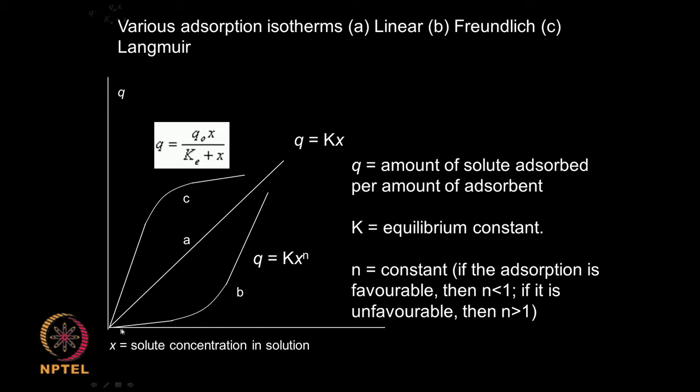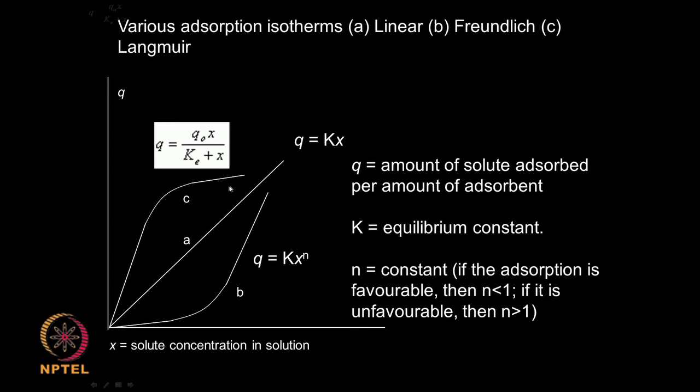Then you can have 3 types of relationship. If it is linearly varying like this, it is called a linear adsorption isotherm. So, Q will be equal to Kx, K is a constant. If you remember in your extraction, we used to have y is equal to Kx, K is called the partition coefficient. So, here that is also a linear relationship. Here also when you have a linear adsorption relationship, you will have Q equal to Kx.